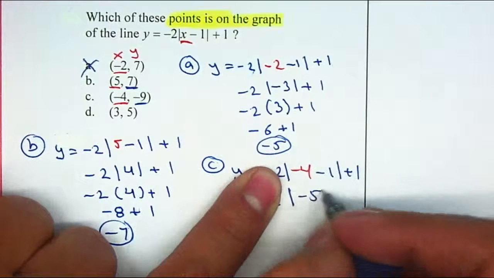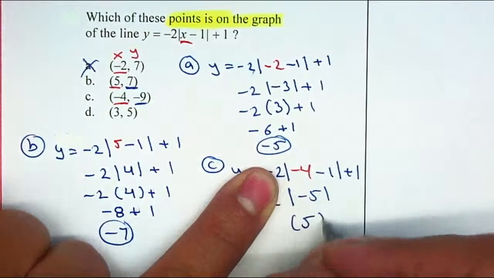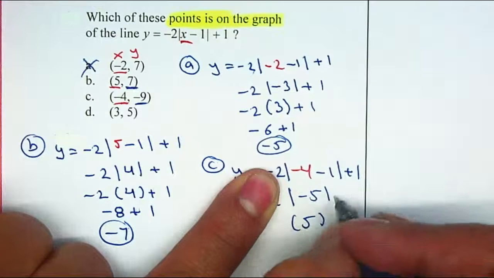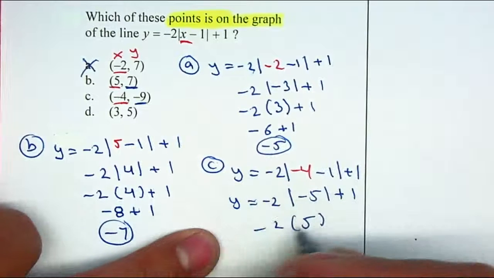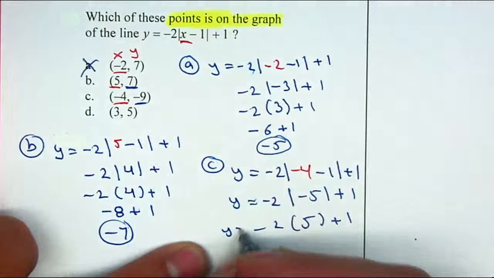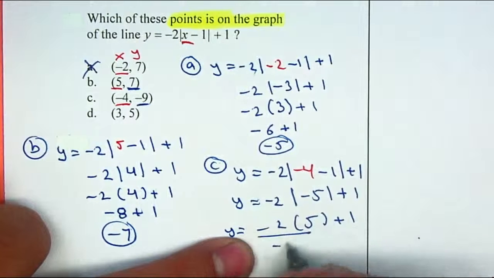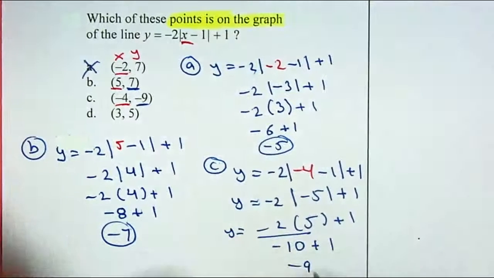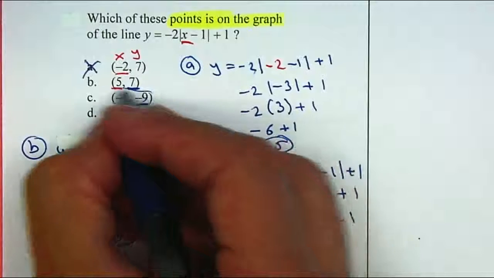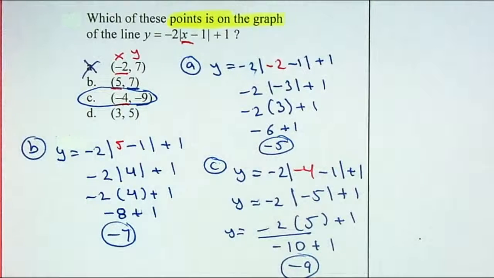That'll be -5, which becomes a +5. Absolute value of -5 is +5. Plus 1 multiplied by -2. That gives me a -10 plus 1 is -9. And that works perfect. So your answer is letter D.